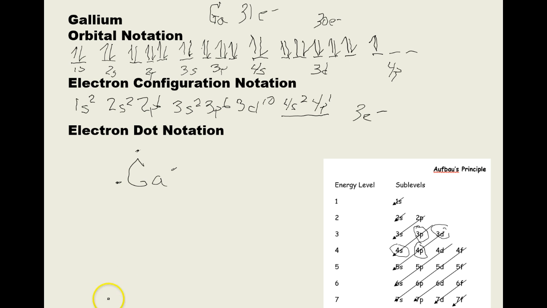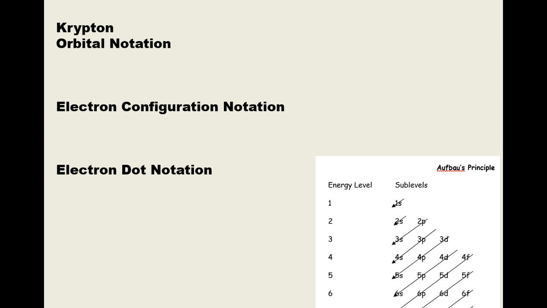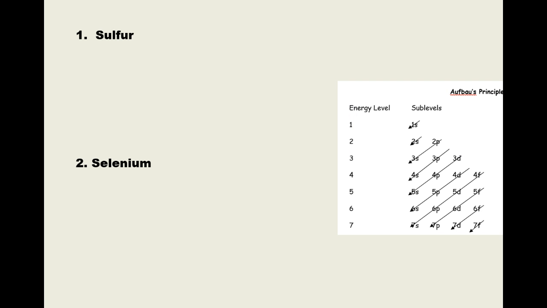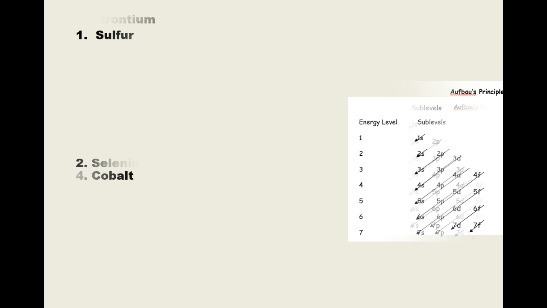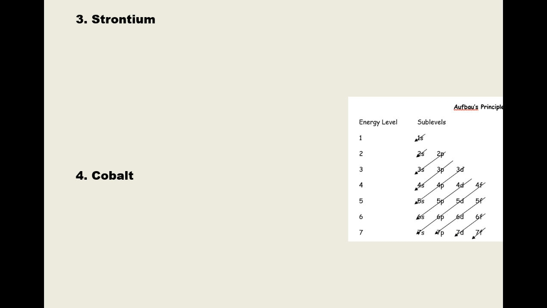All right, here's what I want you to do. I want you to do the next ones on your own. Have them done when you come into class tomorrow, and we will go over any questions that you have with those in class. So I want you to do krypton, then sulfur and selenium, and then strontium and cobalt. And if you didn't get those, you can stop, rewind, play it again, and get those 5 done. Okay, good for now.